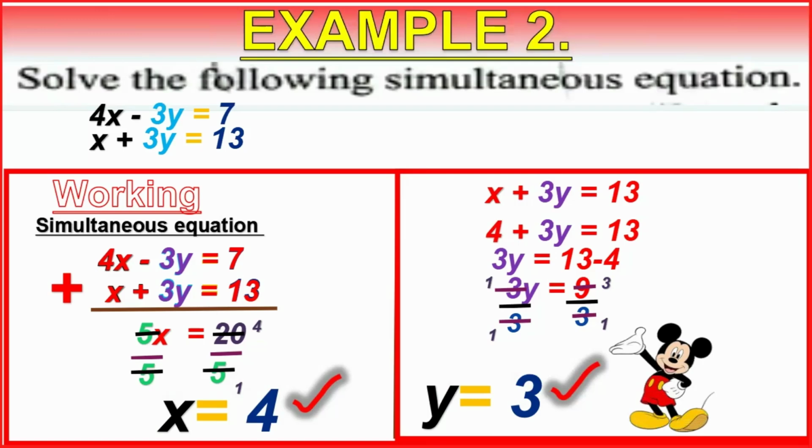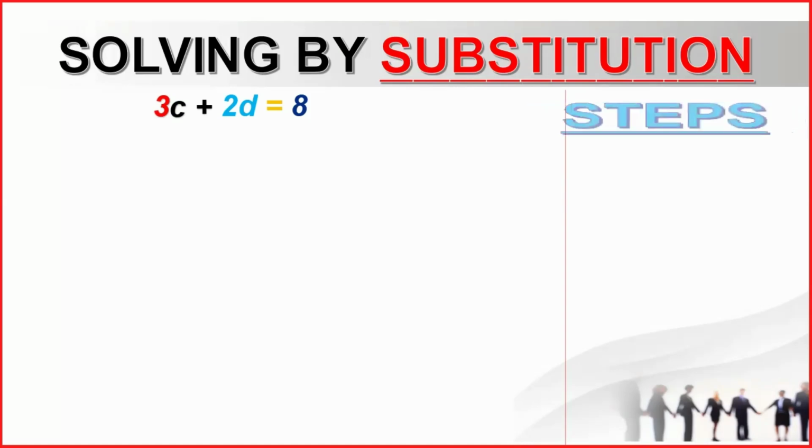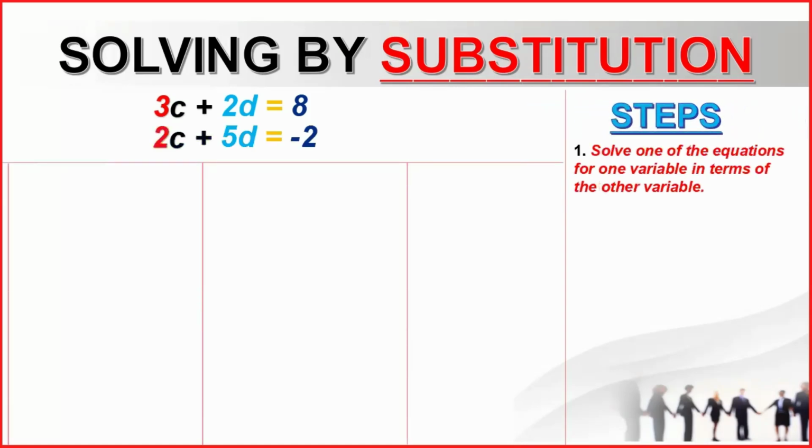All right. Next part is the substitution method. To substitute is to take back that value to balance the values by displaying one equation in terms of the other variable. So 3c plus 2d equals 8. Step number 1: solve for one variable. Solve one of the equations for one variable in terms of the other. That is the first step.